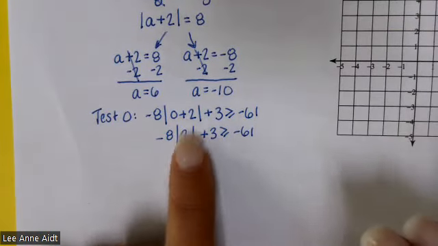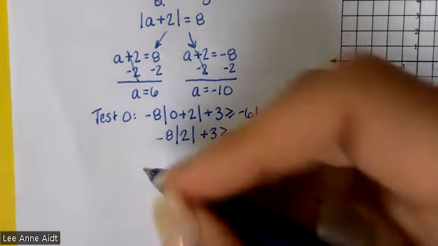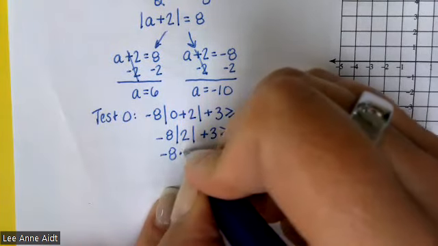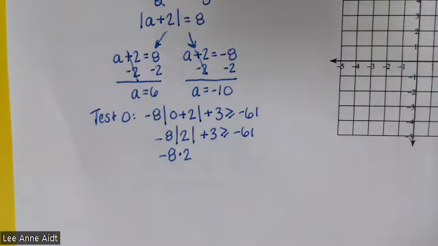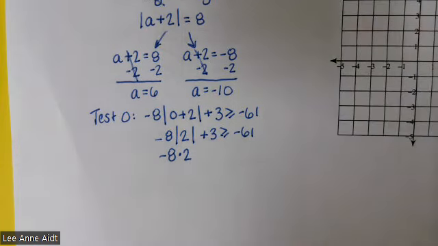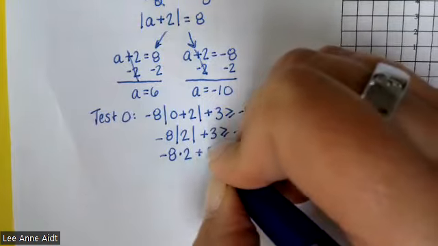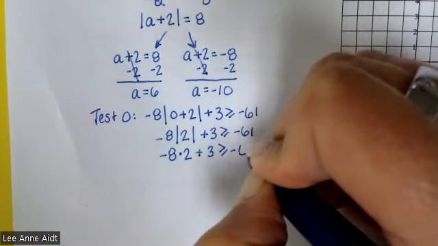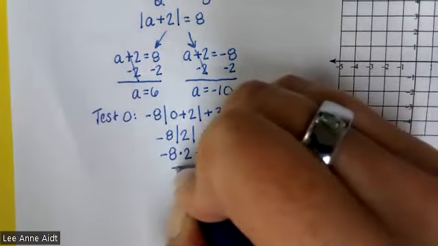Okay, so I did the 0 plus 2 is 2. Absolute value of 2 is 2. Remember, absolute value makes something positive. If it's already positive, it stays positive. I think this is going to be true.